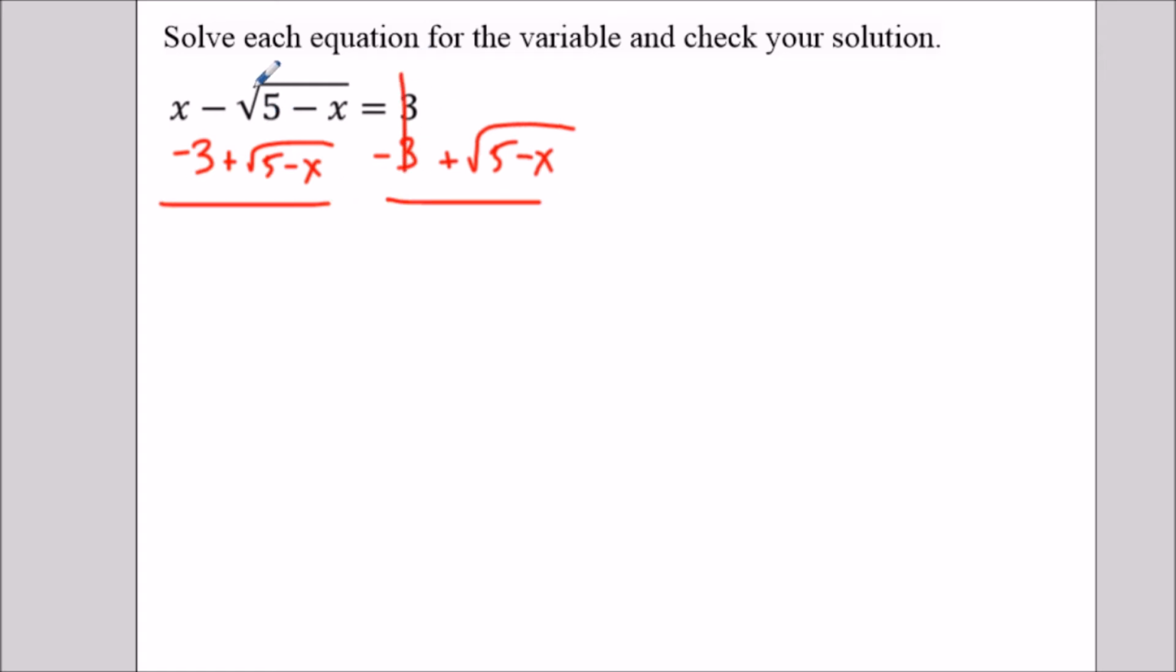So these terms will cancel here, and then the radical terms cancel on the left. And all we have left on the left side is x minus 3, and on the right side we have square root of 5 minus x. Now the reason why we do this is because it's getting the square root term by itself. So then we're able to go ahead and do the algebra.